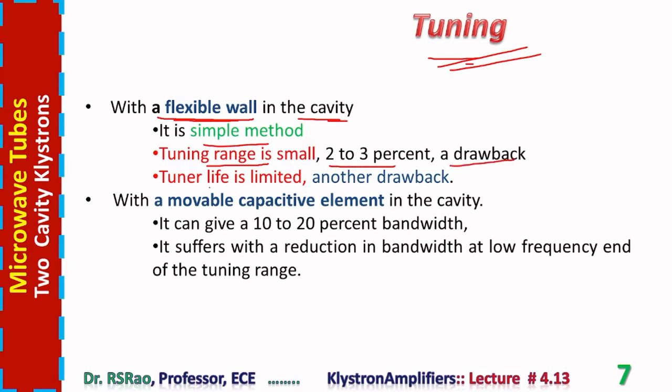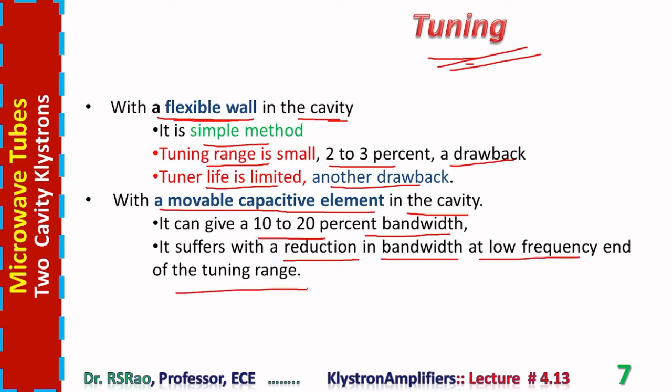Tuner life is limited, another drawback. The flexible wall is a simple method, but it is associated with drawbacks: small range, limited life. Tuning can also be effected with a movable capacitive element in the cavity. It can give 10 to 20% bandwidth, but it suffers a reduction in bandwidth at the low frequency end of the tuning range. It is also associated with certain shortcomings, even though it gives somewhat more variation than the previous method, which uses a flexible wall.